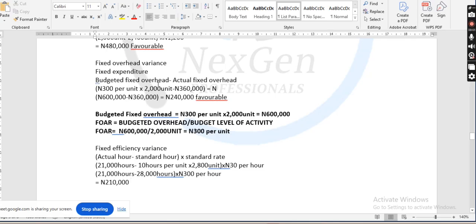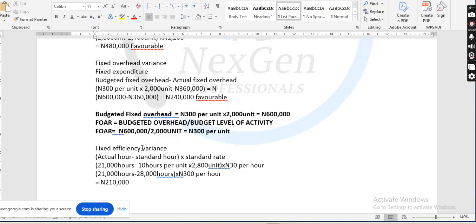Sorry. Fixed overhead variance is divided into two, is that not so? It's divided into expenditure and volume. Under the volume, that is when we have efficiency and capacity. Class, fixed overhead. I'm supposed to do volume instead of efficiency, right?